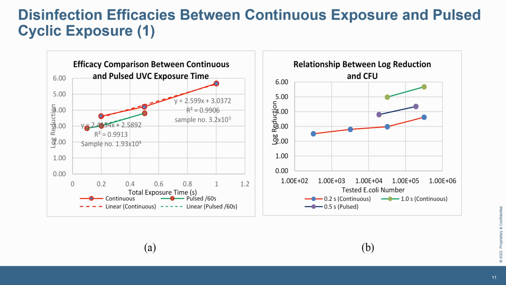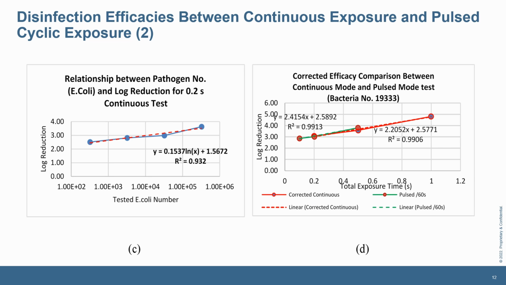Figure B showed the disinfection efficacy increased when the test sample number increased. In order to fairly compare both test results, in Figure C, we used the interpolation method to obtain the disinfection efficacy value at the same sample number. Figure D shows the comparison result after correcting the result of the paused cyclic test. It shows the disinfection efficacy didn't show a significant difference between continuous and paused cyclic tests.